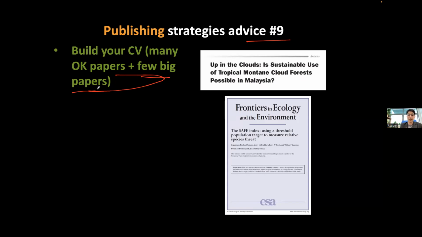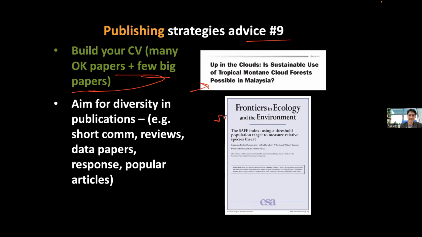Again, the 5 types of papers I mentioned earlier in lecture 1, there are review papers, and there's also data papers. Have a mix of all, right? Don't always just publish review papers. If you're only publishing review papers, it's not going to get anywhere. You need to always try to have a good mix in your CV. It can be short comms, data papers, responses, popular articles. Believe me, that's going to be useful for your CV.